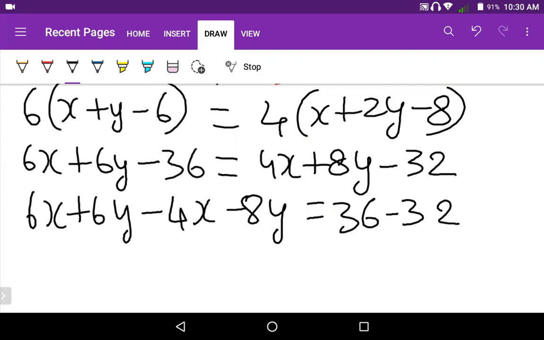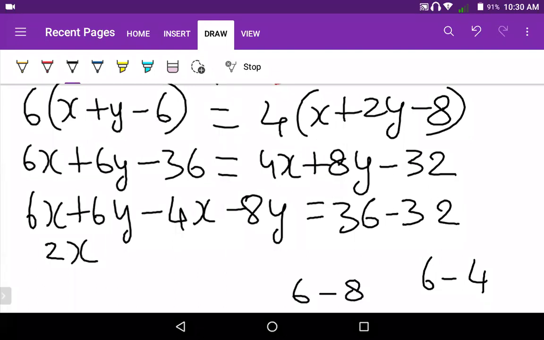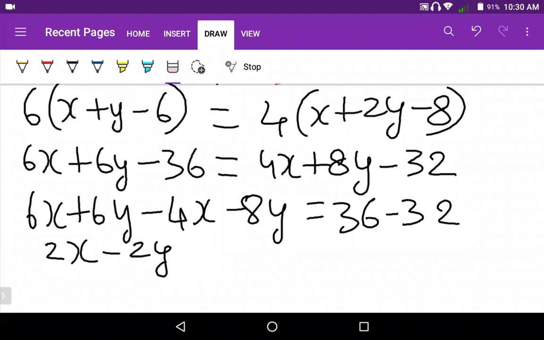Now 6x minus 4x. How much do you get? 2x. Correct? Then 6y minus 8y. How much do you get? Minus 2y. 6 minus 8 is minus 2. Right? So minus 2y is equal to 36 minus 36 minus 32 is 4. So 2x minus 2y is equal to 4. This is gonna be your equation 1.